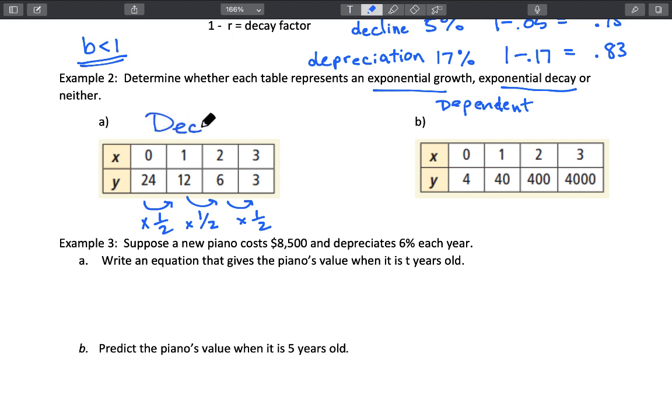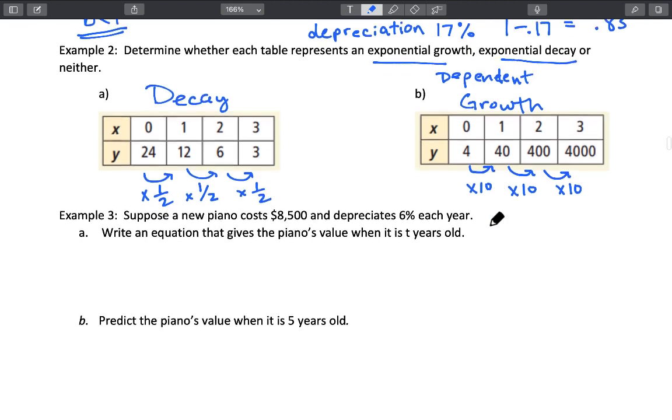So when we multiply by a number less than 1, this would be depreciation or declining or exponential decay. In our next example, we see that 4 goes to 40, 40 goes to 400, 400 goes to 4,000. We are increasing by multiples of 10. So that constant percent rate of change now is 10. So this would be exponential growth, and that's the kind of growth you want to see your money take on year over year, 10%, or sorry, 10 times growth.